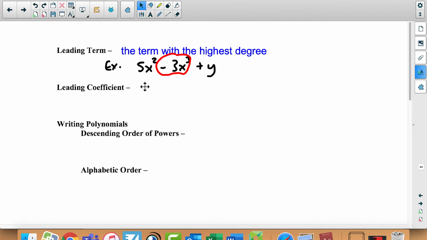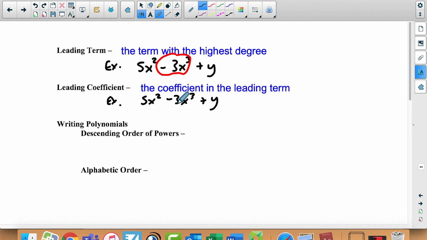Okay, how about the leading coefficient? Well, that's the coefficient in the leading term. So in the example I just gave you, which I'll rewrite here, we already said the leading term was the negative 3x cubed. What's the coefficient of that leading term? It is the negative 3. That's the leading coefficient. Remember, the coefficient is the number in front of a variable.